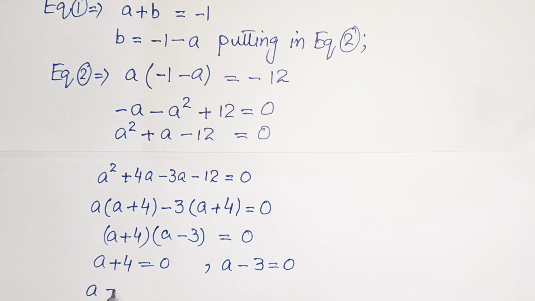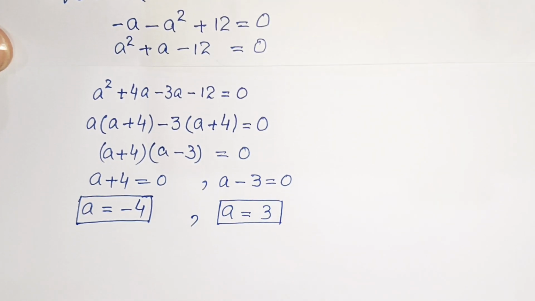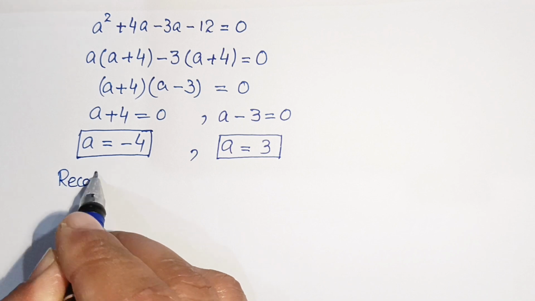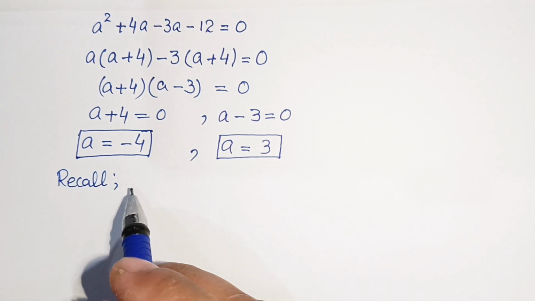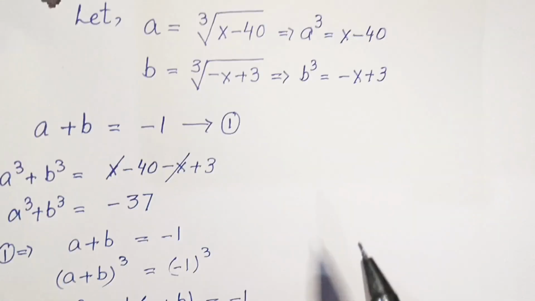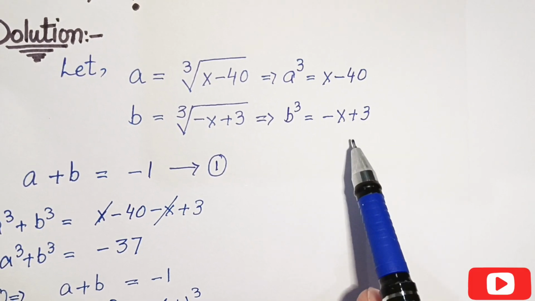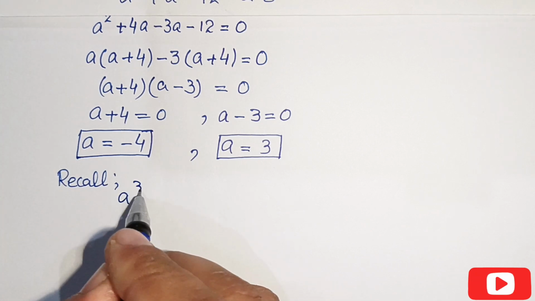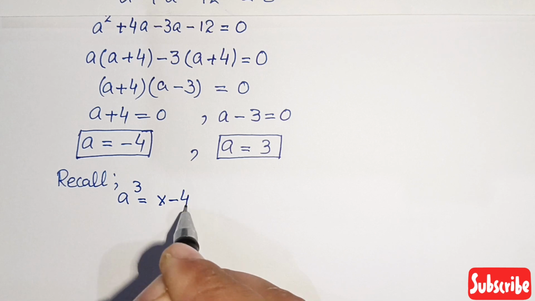Now we have a is equal to minus 4, it is the first value of a, and here a is equal to 3, it is the second value of a. Now we are going to recall that a cubed, according to this equation, is equal to x minus 40, and b cubed is equal to this one. So we are going to use a cubed here, that a cubed is equal to x minus 40.